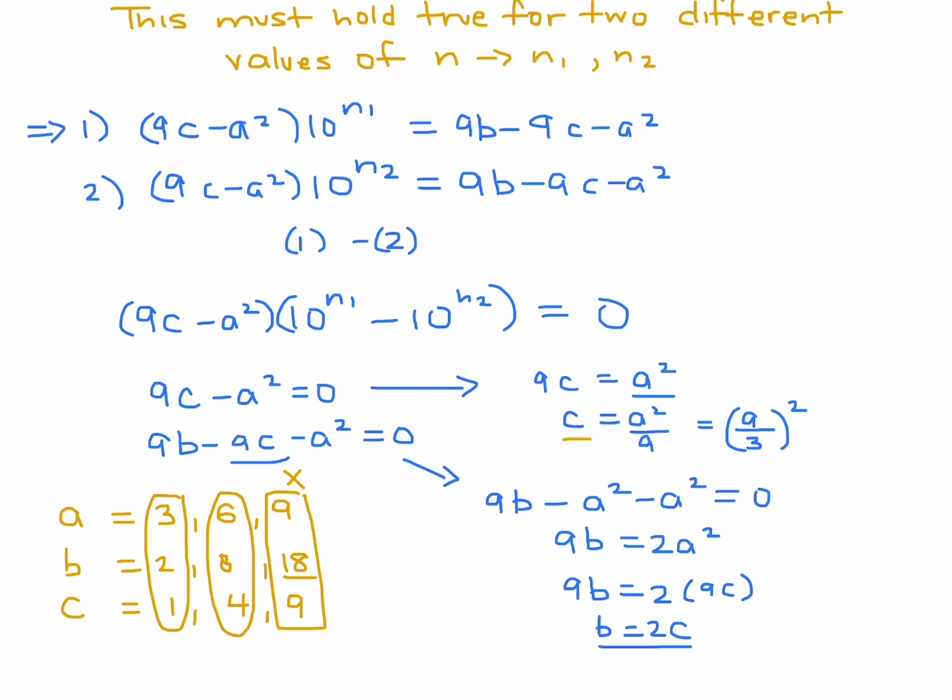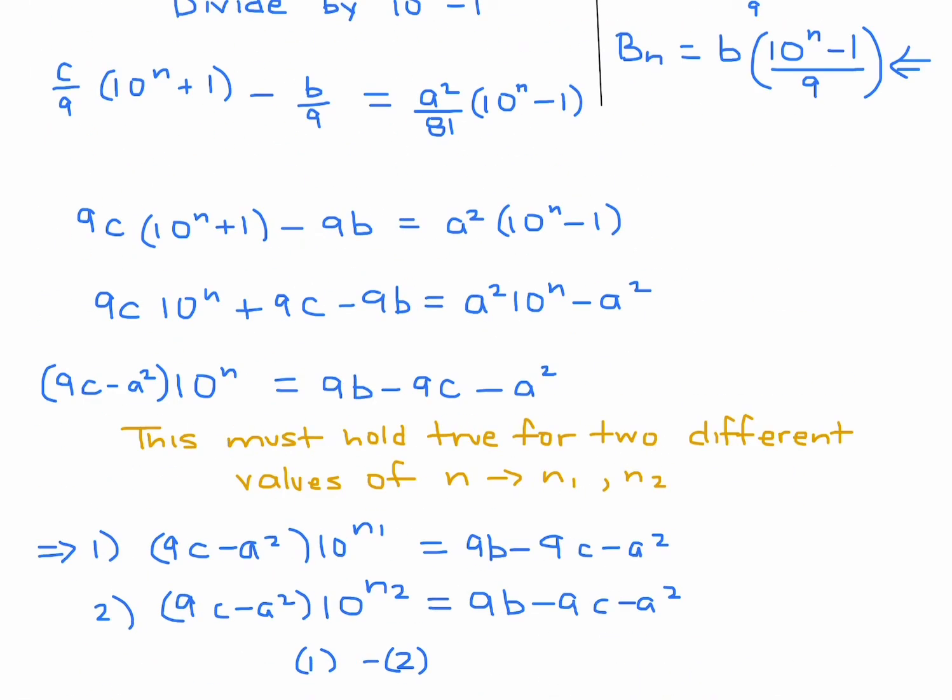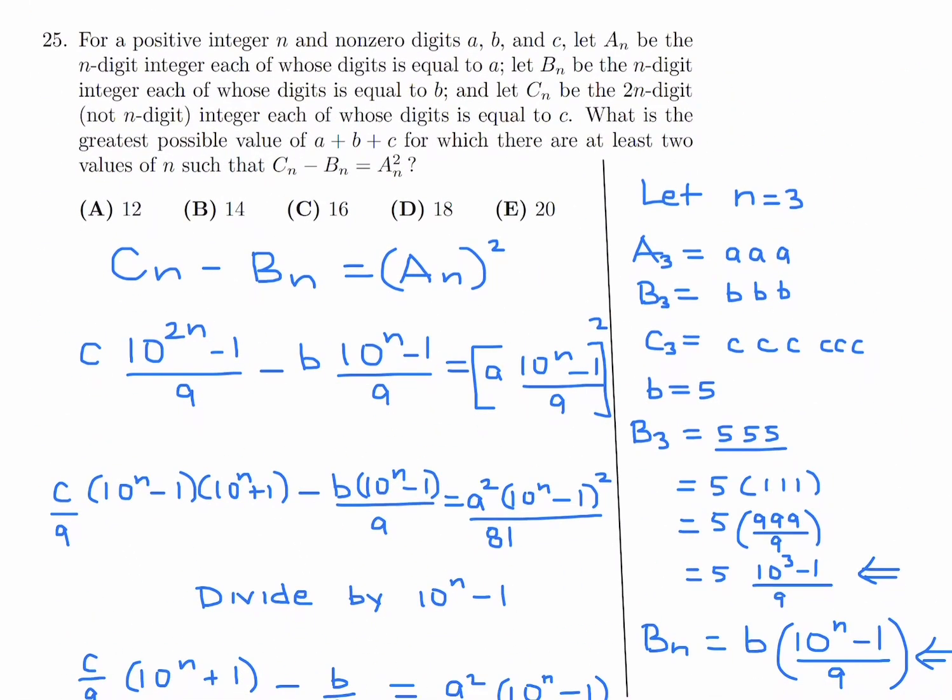So now we have to figure out the value of a plus b plus c. Okay, from this guy right here, a plus b plus c is 6. And from this one, it is 18. And we have to choose the largest. So the largest obviously is 18. And therefore, going back, what is the greatest possible value of a plus b plus c, for which there are at least 2 values of n such that cn minus bn is equal to an squared? We just figured out that answer is 18. And therefore, number 25, the answer is D.